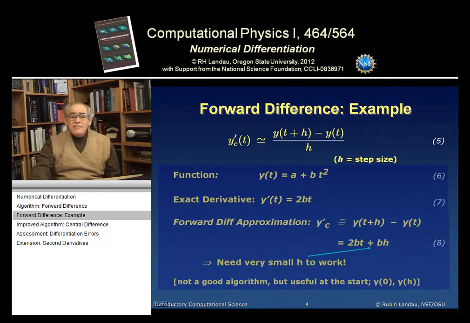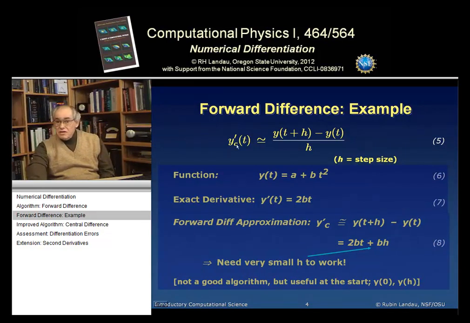Okay, so what we have here on equation 5 is just our definition. The C here, again reminding you, means what we compute as a derivative in the forward difference is just the function at a larger time minus the function at a smaller time, divided by h, the time step. Well, let's take as an example the function given in equation 6, a simple parabola, just no linear term in t, just a t squared term.